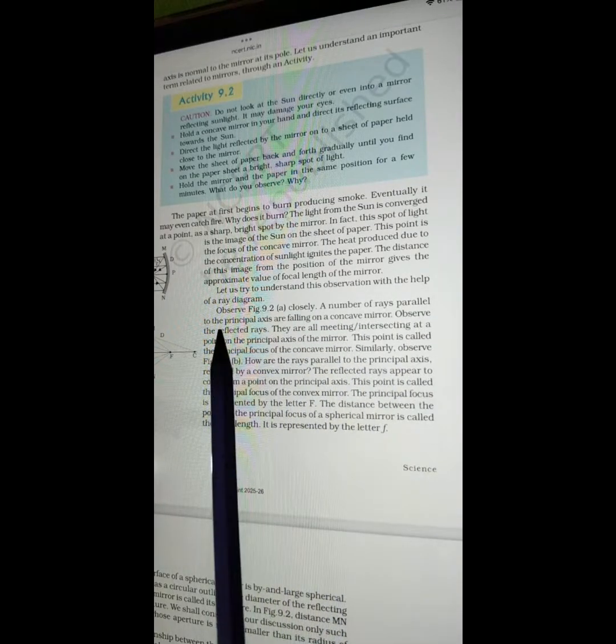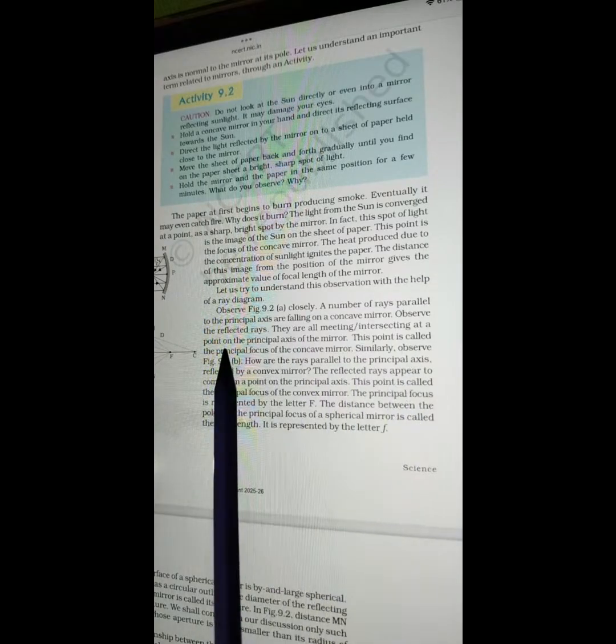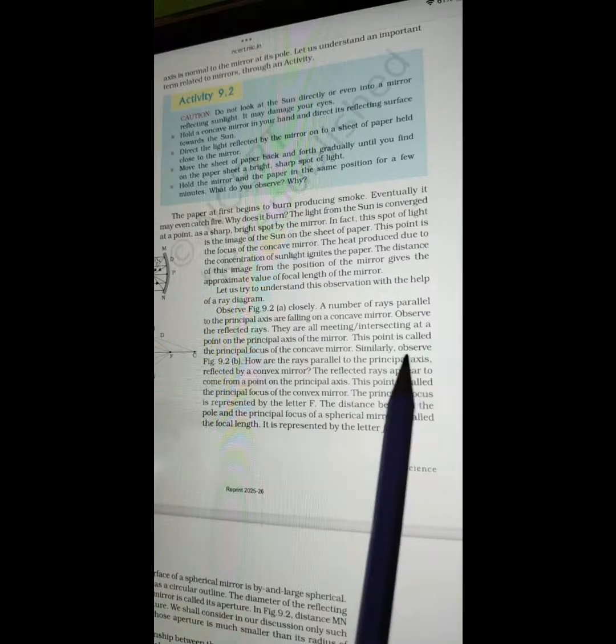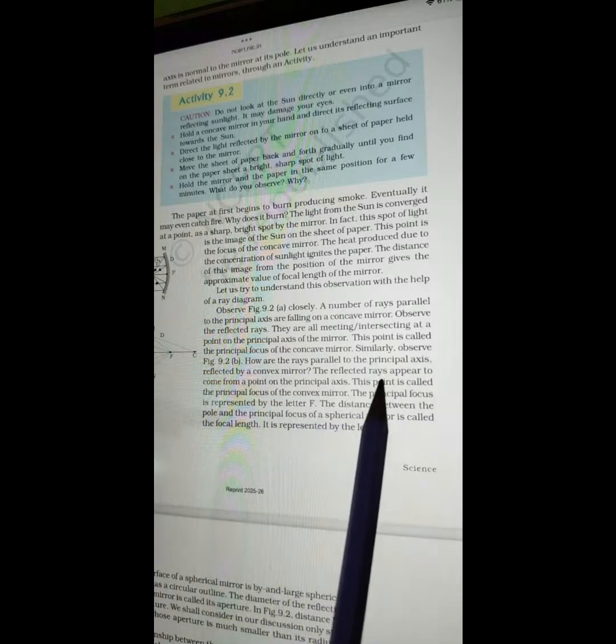Observe figure 9.2a closely. A number of rays parallel to the principal axis are falling on a concave mirror. Observe the reflected rays. These are all meeting, intersecting at a point on the principal axis of the mirror. This point is called the principal focus of the concave mirror. Similarly, observe figure 9.2b. How are the rays parallel to the principal axis reflected by a convex mirror? The reflected rays appear to come from a point on the principal axis. This point is called the principal focus of the convex mirror. The principal focus is represented by the letter F.